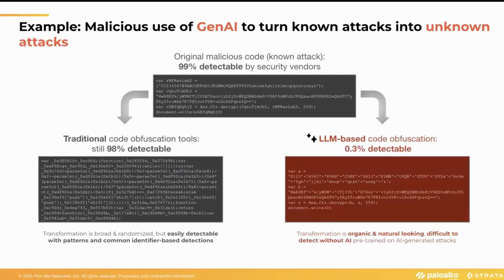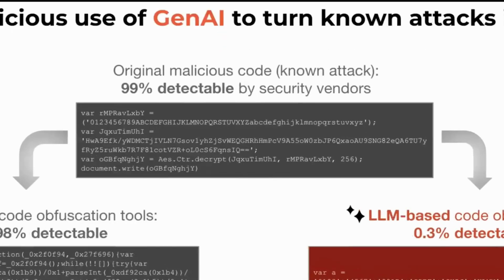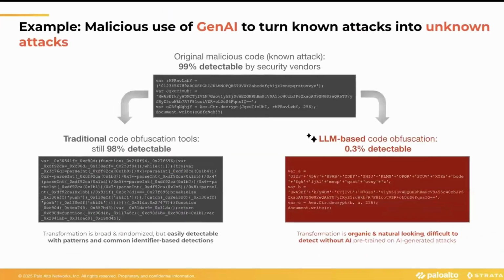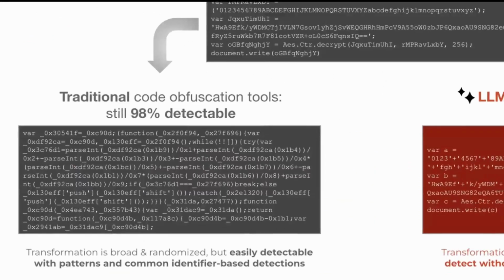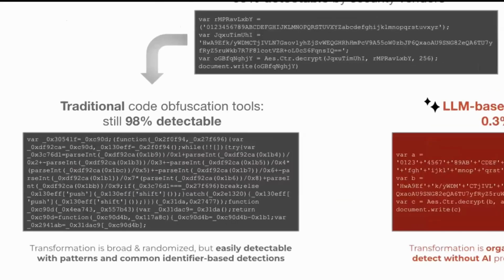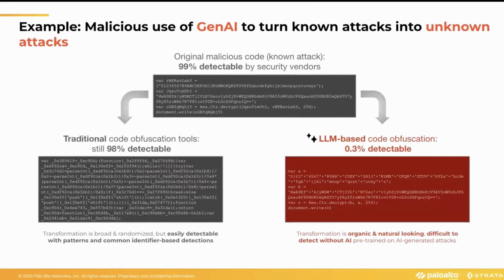What we are seeing here is a known malicious script. On the top is the original malicious script. We can detect this easily because it's a known malicious script. If I upload the script into VirusTotal, most of the security vendors will detect this as malicious because it is well known and there are already signatures out there. What you are seeing at the bottom left-hand corner is an example of using traditional obfuscation tools to transform a known malicious script to avoid detection. However, traditional obfuscation tools are easily detectable with patterns and common identifiers. This is why it has a detection score of 98%. This means even if the attackers use this traditional obfuscation tool, we are still able to detect it.